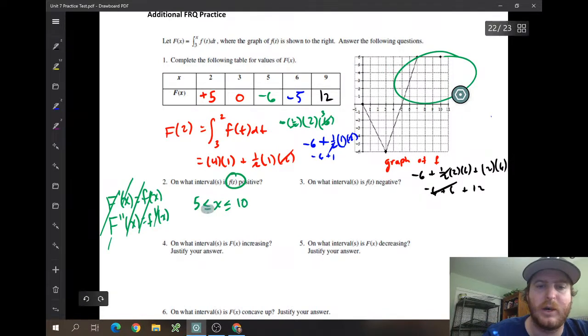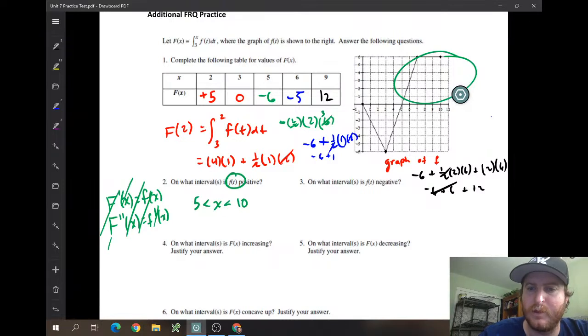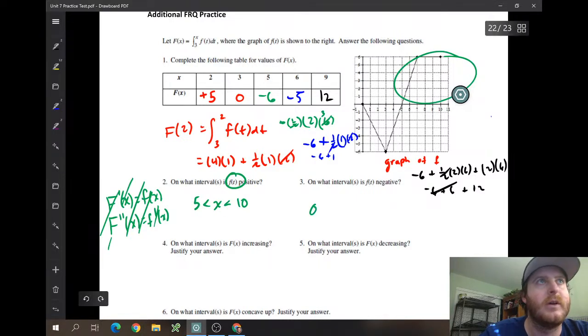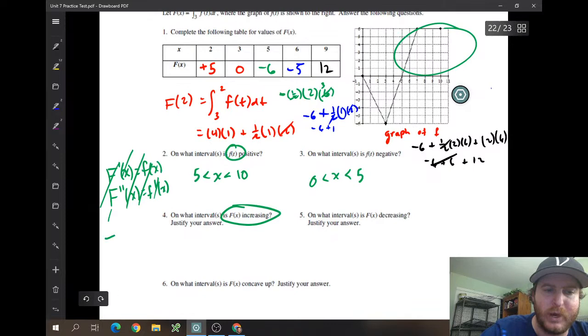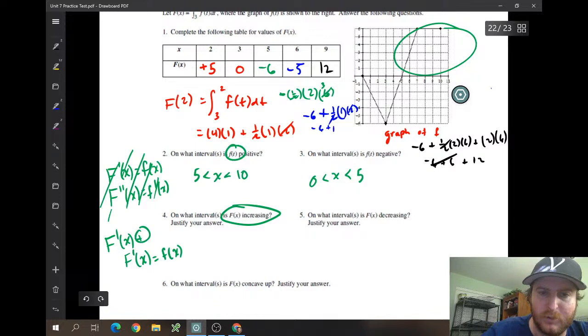You could put 5 less than x less than 10 is probably a little better. Then where is f of t negative? From 0 to 5. And so now it says, on what intervals is big F increasing? Well, big F increasing would mean when is big F prime positive? Well, what is big F prime? Big F prime is equal to little f of x. So these are the same question. It's the exact same question.